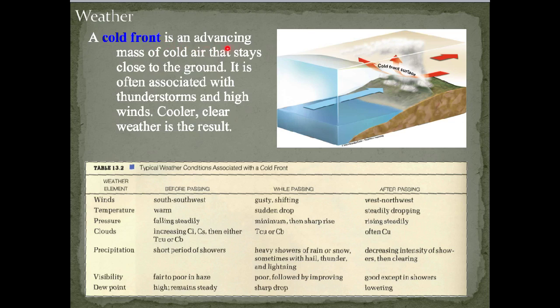A cold front, represented here, is an advancing mass of cold air that stays close to the ground. It is often associated with thunderstorms and high winds. Cooler, clear weather is the result. And I know you've seen this.